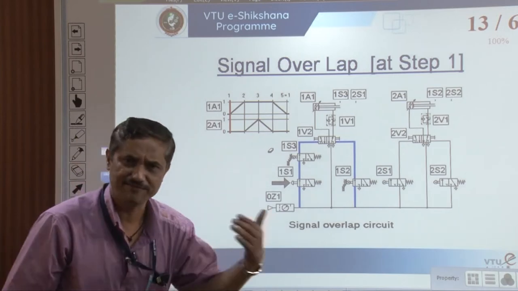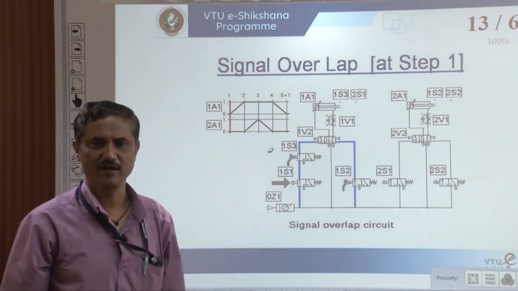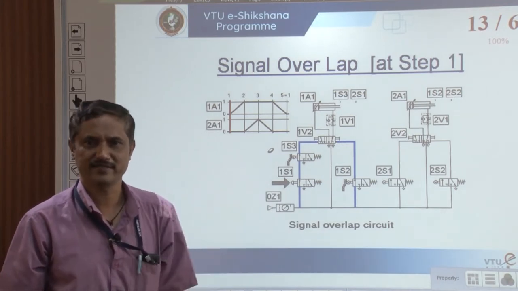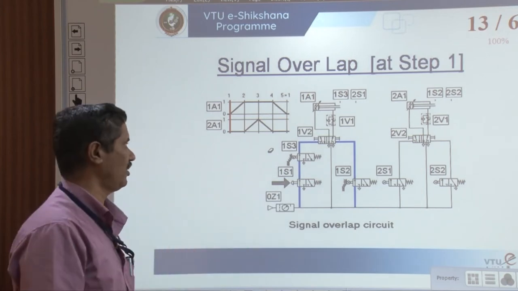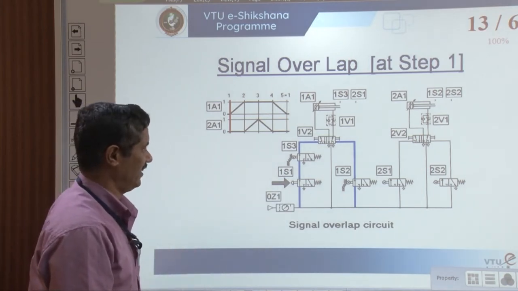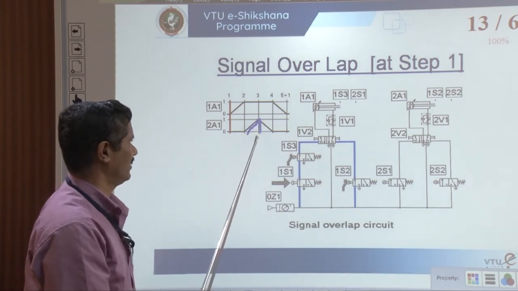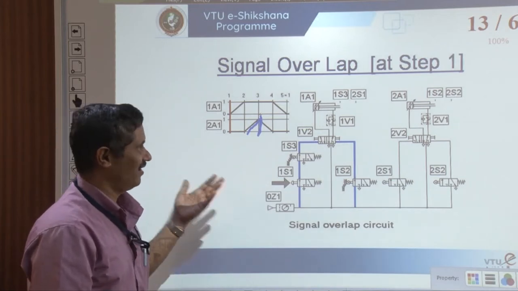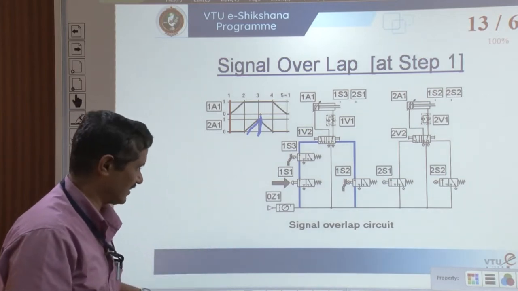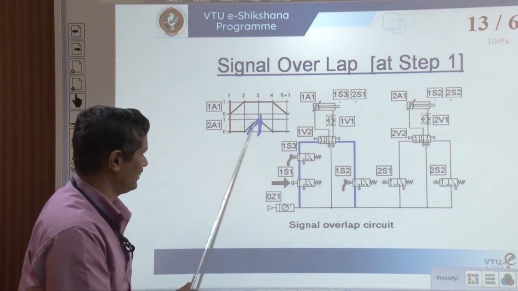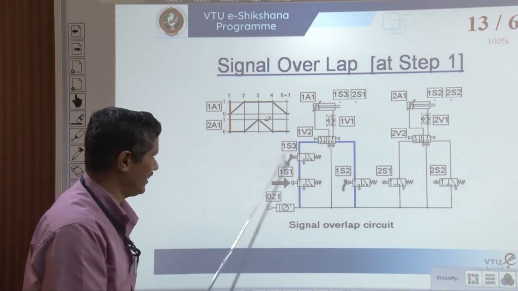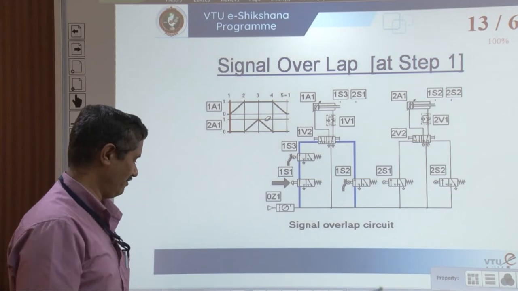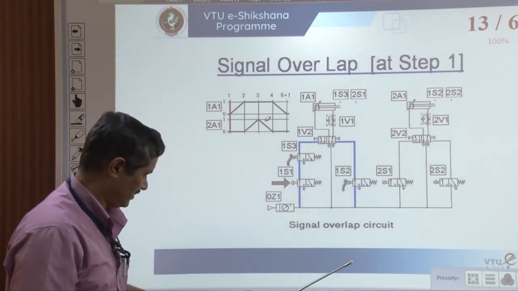Now again, as we move forward, is there any other position in the cycle where we have a similar signal overlapping? Yes, there can be one more chance. If you observe here, this should be here. We will check this in the next slide. Because we are moving forward and retracting, this will be held in the forwarded position. So we may have a possibility here. We will observe that now.